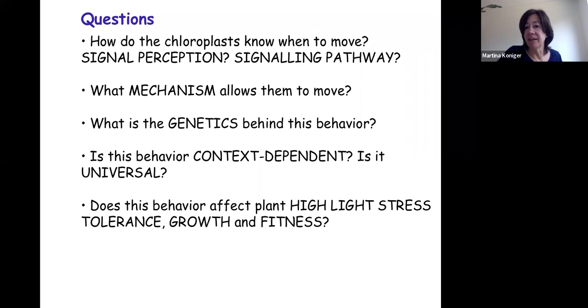And then in the end, if you're a plant and you have chloroplasts and they're moving around, is that actually helpful? I mean, it seems like a lot of energy is expended on that. Does it help with dealing with life and growing and fitness, which means how many offspring you can have, right? And so I want to touch a little bit on all of these topics.